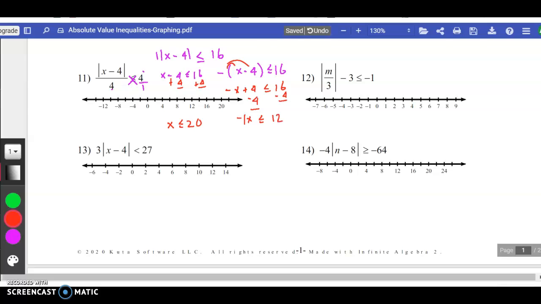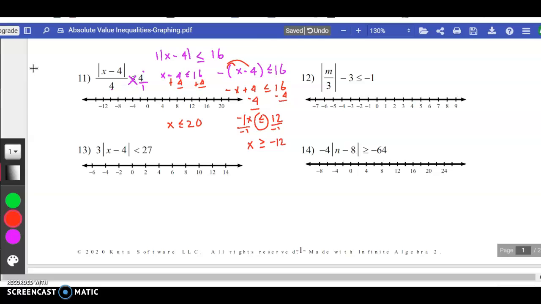But I have a negative 1 in front of here, so I need to divide by negative 1. And again, since I divided by a negative, I've got to change that sign. So that's going to become a greater than or equal to. So I bring down the x, and then 12 divided by negative 1 is a negative 12.